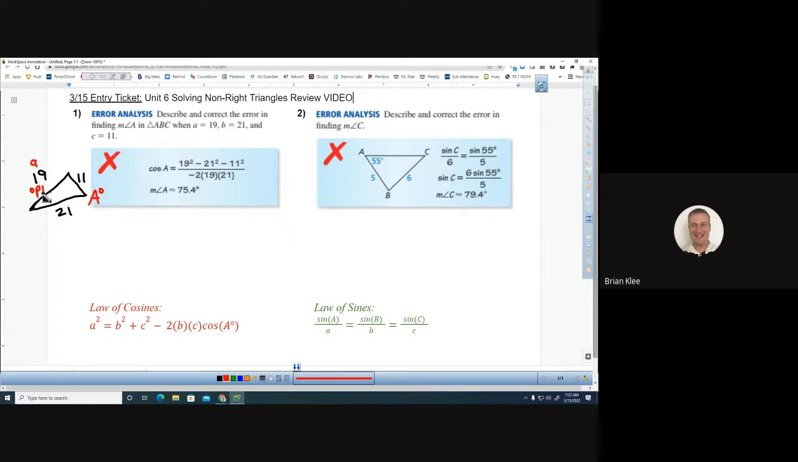the 19. Meanwhile, the 11 and 21 come together at angle A. They are what we call adjacent. So I think something really easy to remember is if I have this side length opposite an angle, they're going to be on opposite sides of the equation if it's written in the standard form of the law of cosines. So down below there, if I'm filling in the information I know, 19 squared is right here. It's got to be opposite cosine of A degrees, which we don't know.